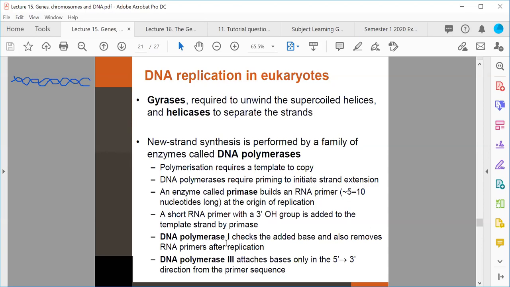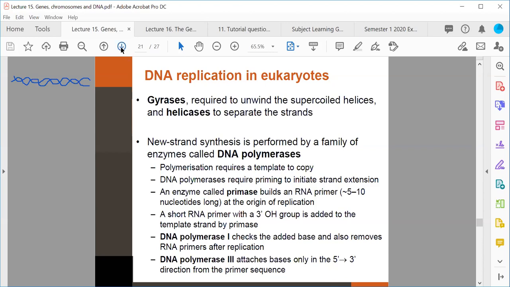DNA polymerase 1 will check each added nucleotide, or each added base, and also will remove those little RNA primers after replication. Then another polymerase enzyme called DNA polymerase 3 attaches the new bases only in the 5' to 3' direction, away from the RNA primer sequence.